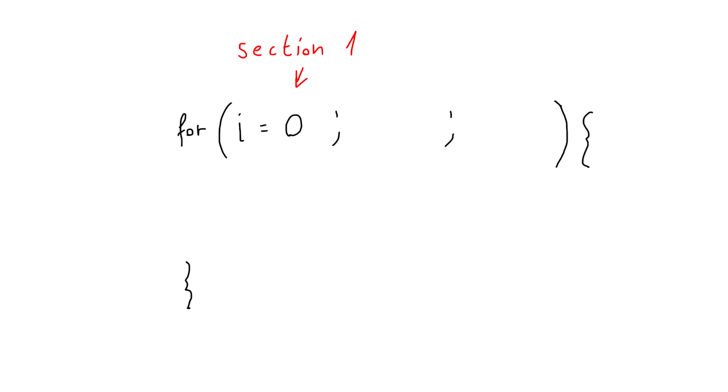The first section is supposed to reset your counter, because the for loop is running until you hit that counter. So the first section is to reset your counter, and you can call your counter whatever you like. I named it i, that's short enough, and reset it to 0. Right after, we have the second section.